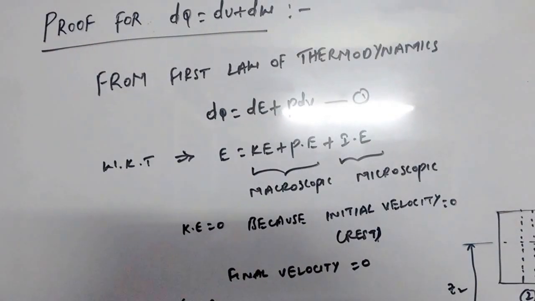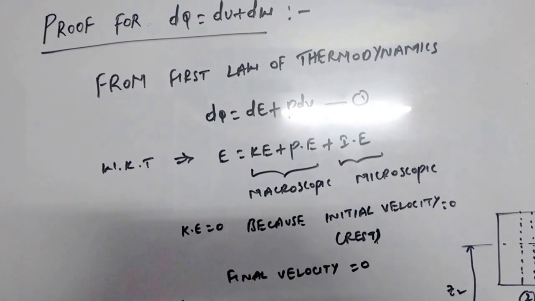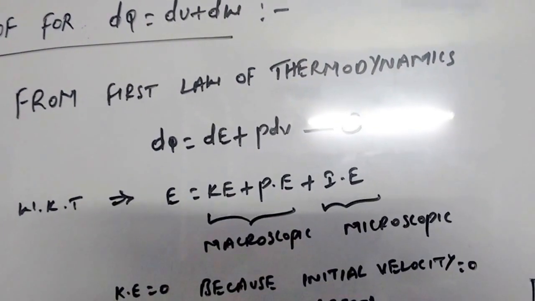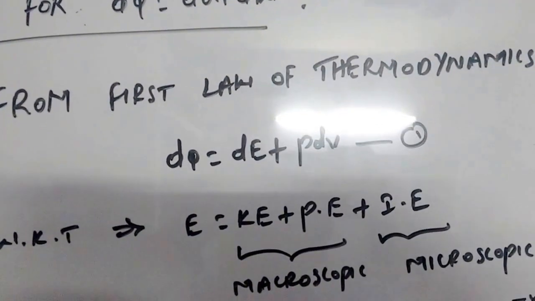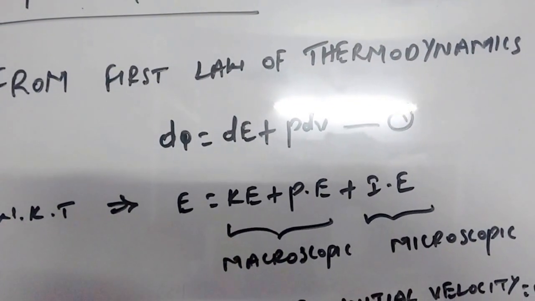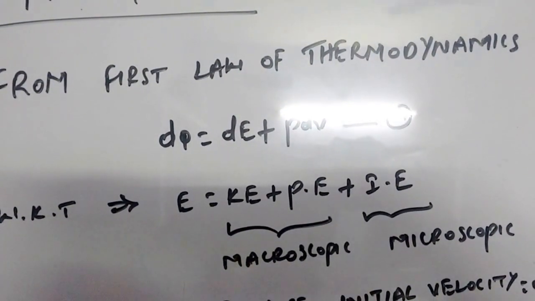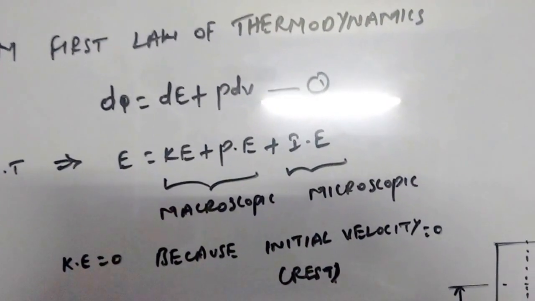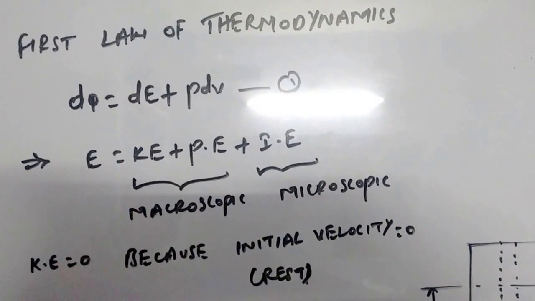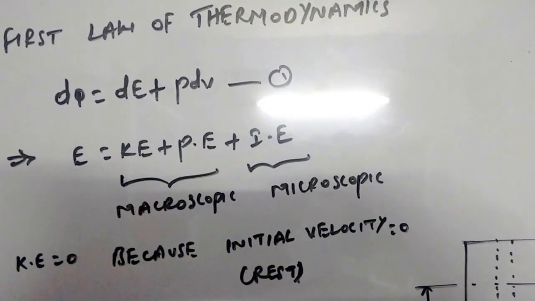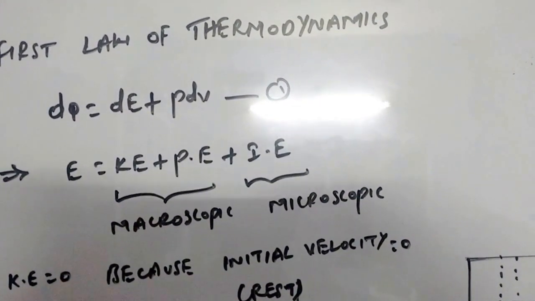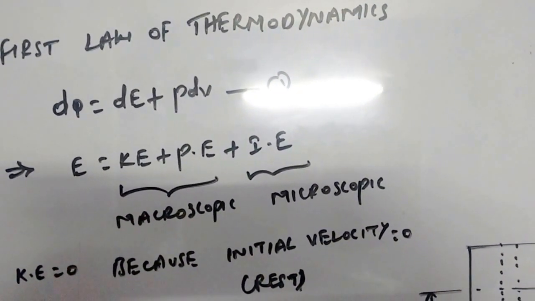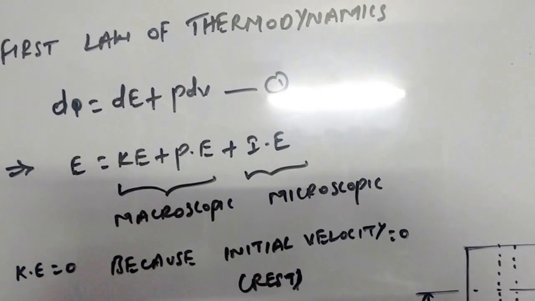To discuss the proof of dq is equals to du plus dw. From the first law of thermodynamics, we can write an equation dq is equals to dE plus pdv. But we know that the total energy is equals to kinetic energy plus potential energy and internal energy, whereas the kinetic energy and potential energy comes under macroscopic approach and internal energy comes under microscopic approach.